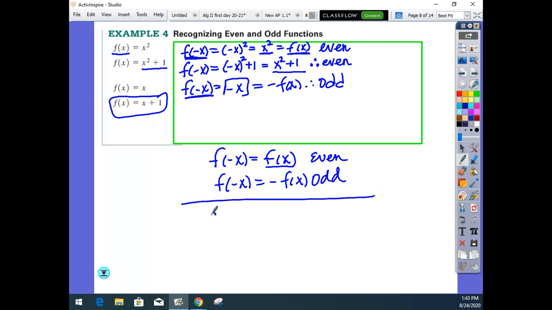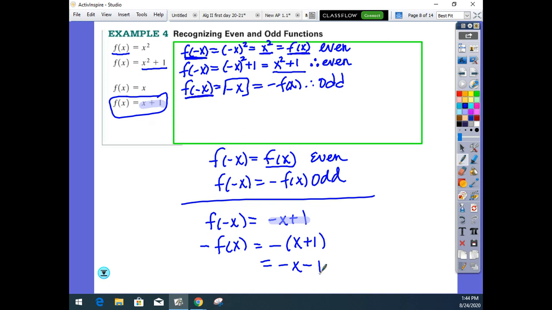First of all, what is f of negative x? Negative x plus 1. Does this match the original equation? No. So it is not even. What is the opposite of the original function? The opposite of the original is negative x minus 1.